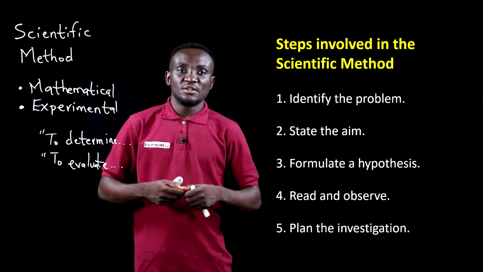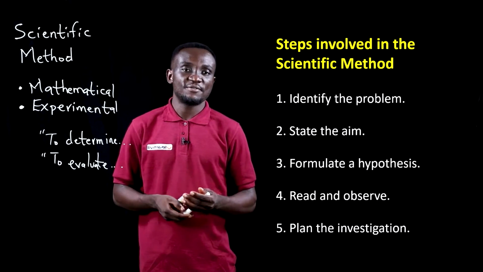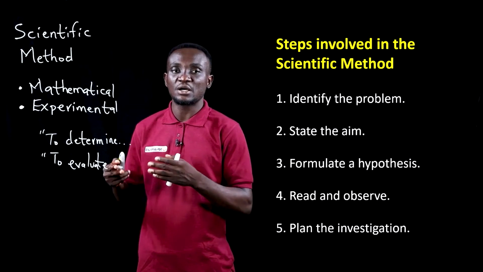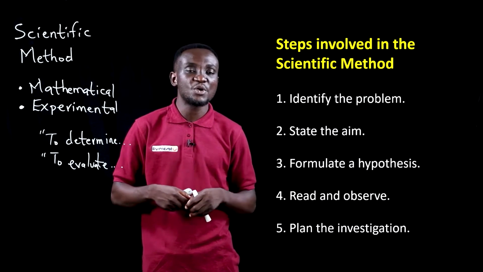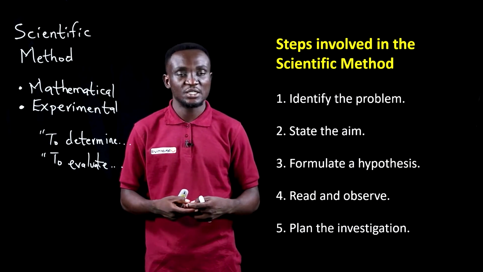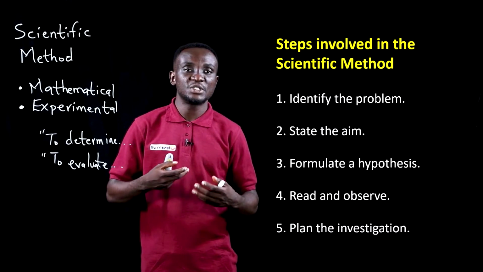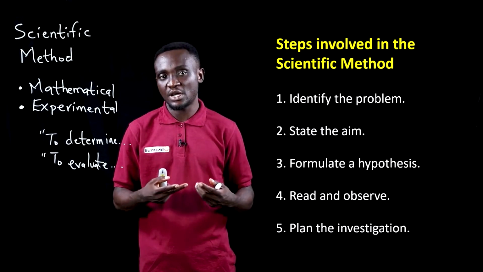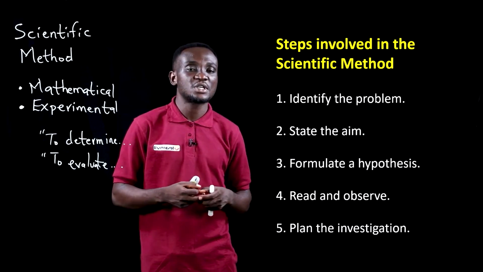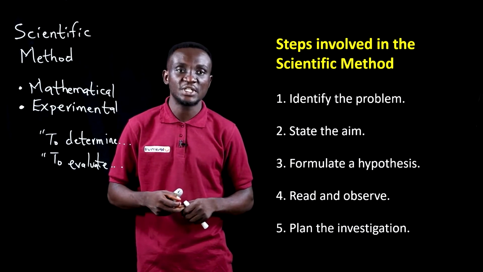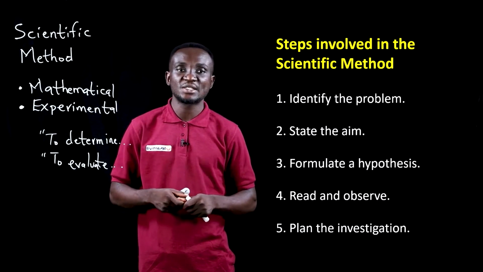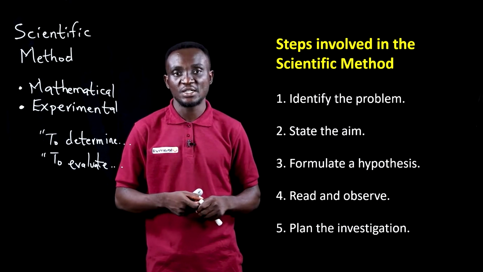Then the scientist goes on to read and observe. So the scientist would have to read literature from others who have done similar work or conducted a similar research or experiment in times past. And then you read and compare: what have these people gathered? What deductions did they make? So that the current experiment that the researcher would do will just add on to what previous scientists or researchers have done. That also gives the researcher more information and a proper understanding of the problem at hand.